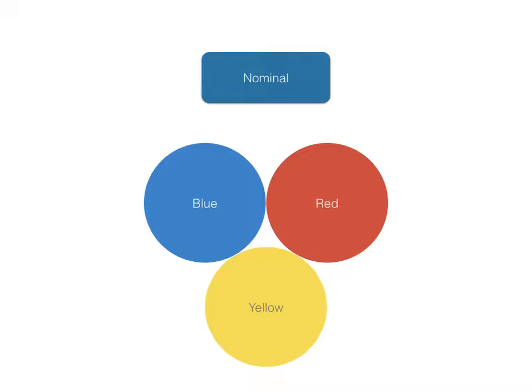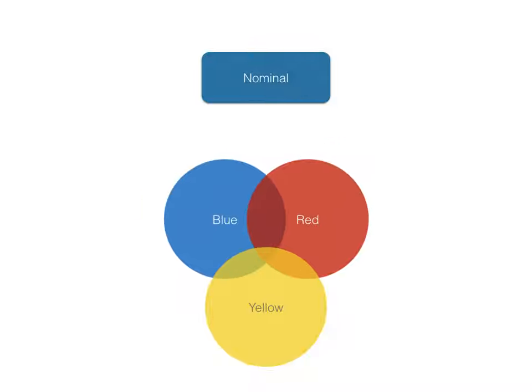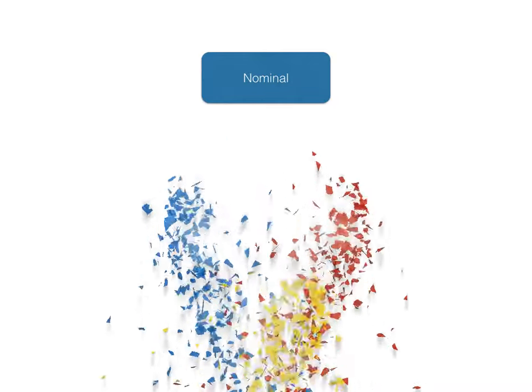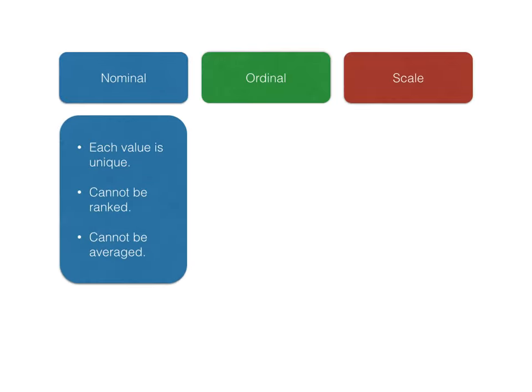Here you don't just have a yes or no or two variables. Instead you could have multiple variables, but each variable is independent of each other, and you cannot say blue is superior to red or yellow is inferior to red and so on. And you cannot take an average of these values either, because averaging blue and yellow would give you something like green. So to sum it up, nominal variables are unique, they cannot be ranked, and they should not be averaged in statistics.